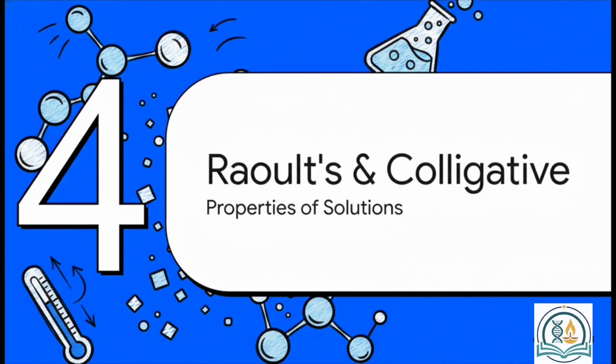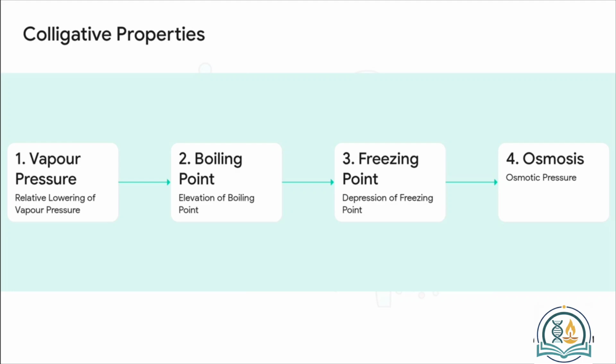Okay, let's get to the real heart of this chapter. This is where things get fascinating. We're going to explore what happens to a solvent when you dissolve something in it. How does adding a solute change everything? These changes are called colligative properties.